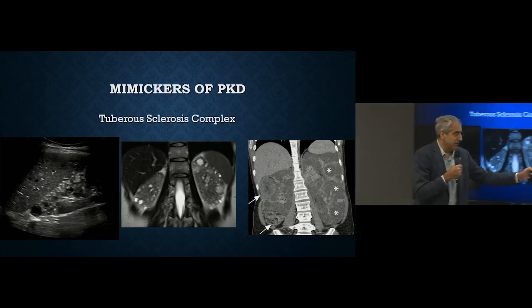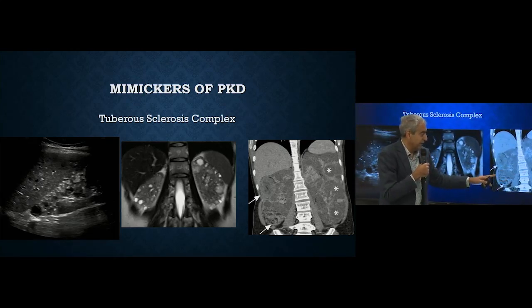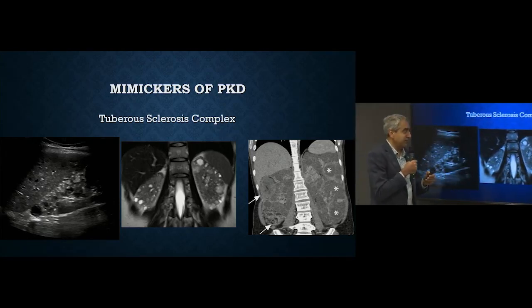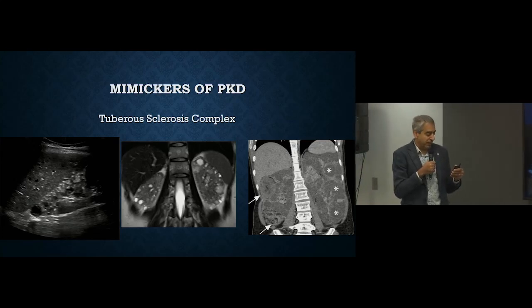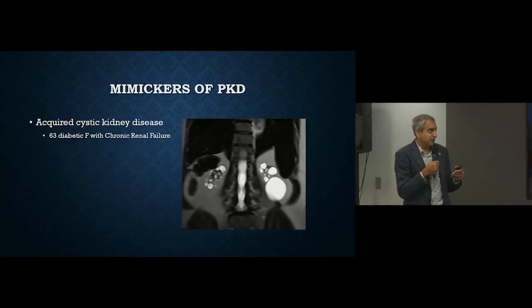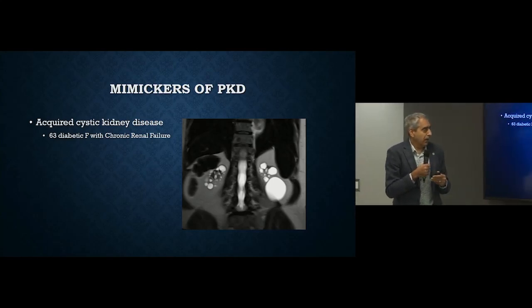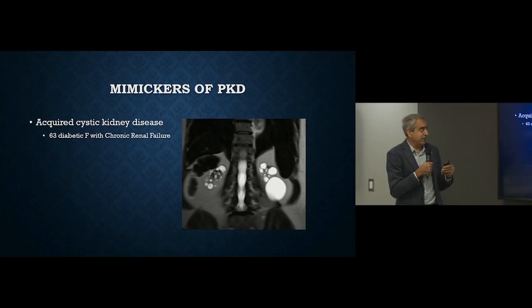This patient on this side looks like a PKD kidney, but on this side there are fat-containing tumors within the kidney, and the presence of fat tells us that these are angiomyolipomas or PEComas, the type of tumor that we end up seeing with tuberous sclerosis complex. Now, non-genetic diseases that can mimic PKD.